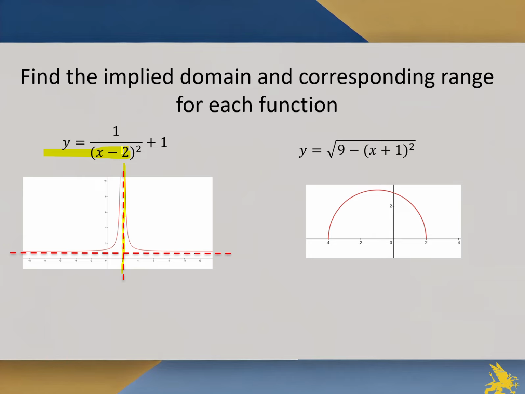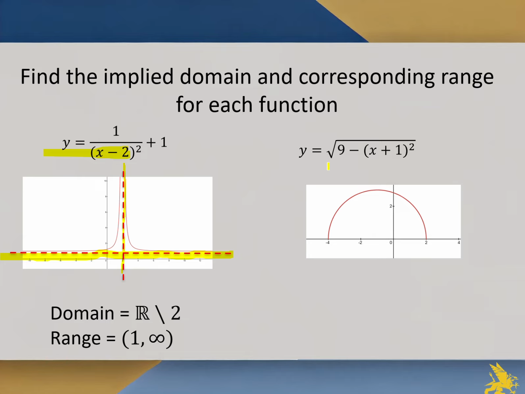The next part I need to think about is my range. My range starts at my asymptote. So my asymptote is 1. So it will never reach 1, but it'll get as close as possible and it will keep going to infinity. So that's where we are able to write our domain and our range.